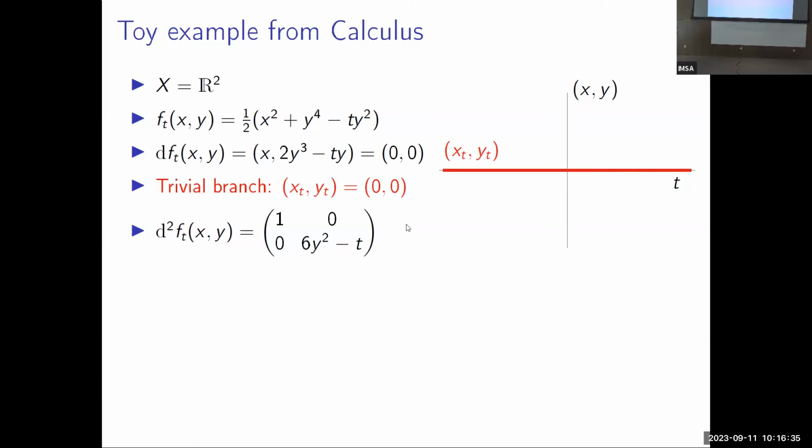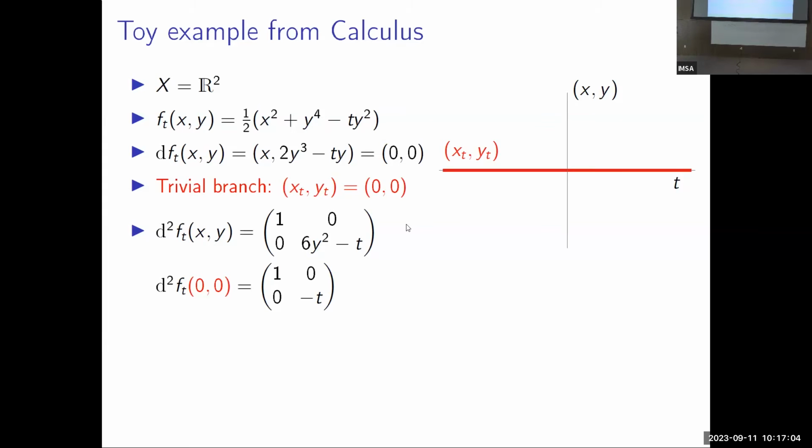And the eigenvalues of the diagonal matrix are very easy to compute because they're just the elements in the diagonal. So you always have one positive eigenvalue, which is 1. And you have another eigenvalue, which is given by 6y² minus t. And recall that y is equal to 0 along the trivial branch. So this is the path of self-adjoint operators along the trivial solution.